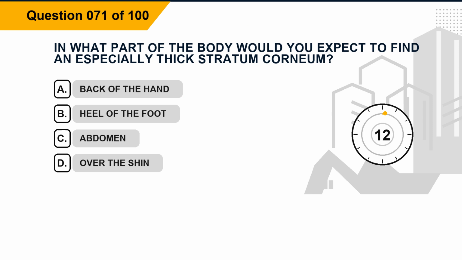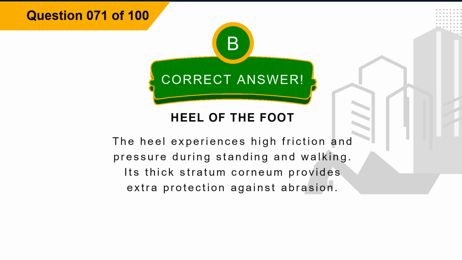Question 71. In what part of the body would you expect to find an especially thick stratum corneum? Option A, back of the hand. Option B, heel of the foot. Option C, abdomen. Option D, over the shin. The correct answer is option B, heel of the foot. Explanation. The heel experiences high friction and pressure during standing and walking. Its thick stratum corneum provides extra protection against abrasion.